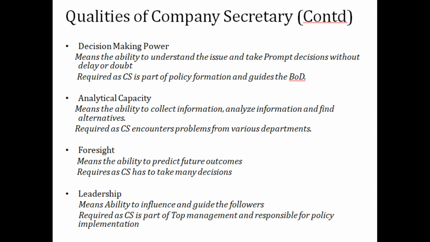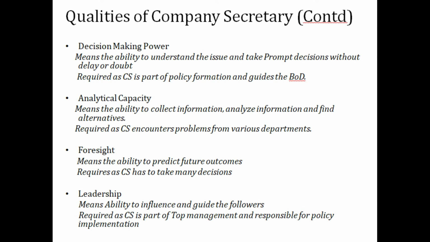Next is foresight. Foresight is the ability to see what will probably happen in the future, and he has to use this ability, this knowledge, to make careful plans. So the CS should be able to analyze the future consequences of any decision which he will be taking in the present. Next is leadership.